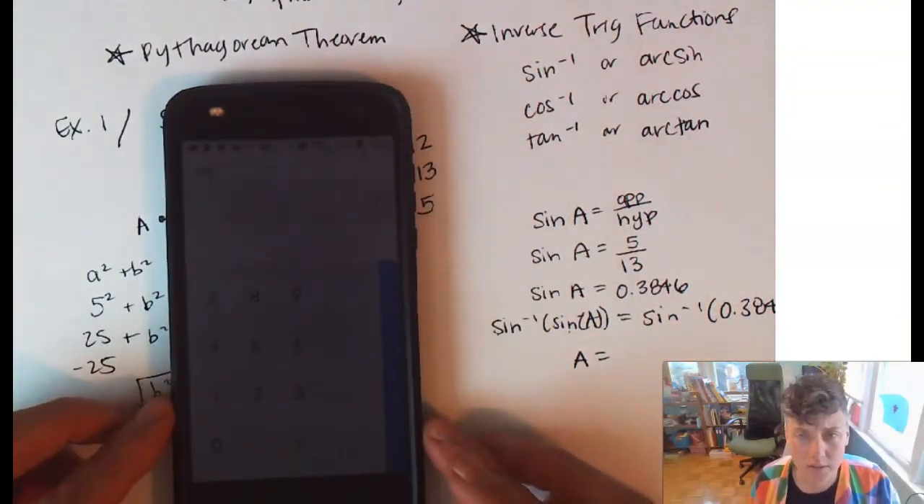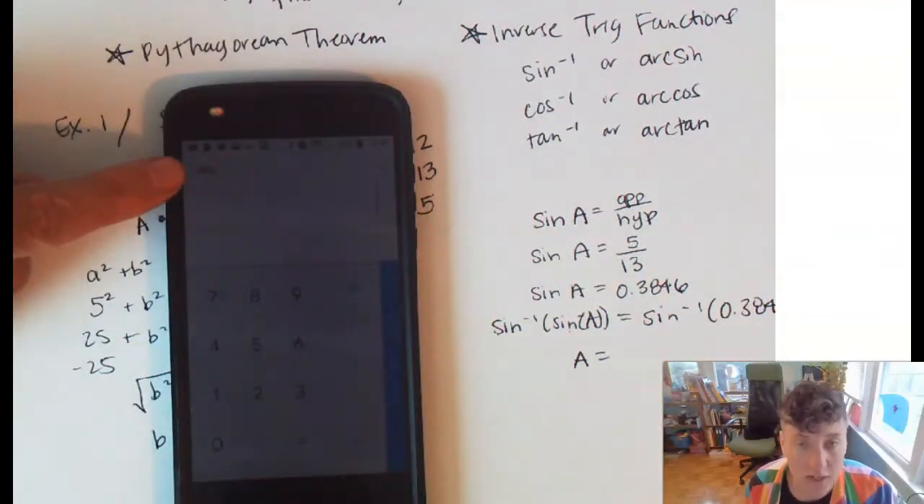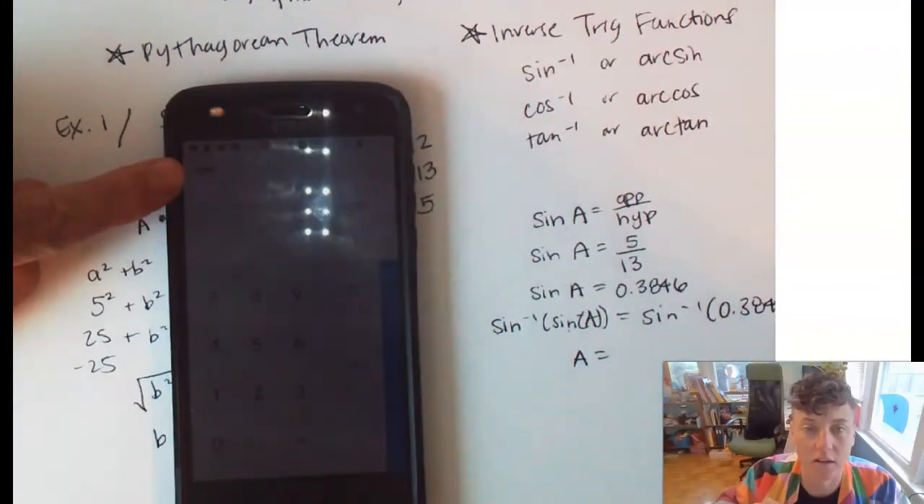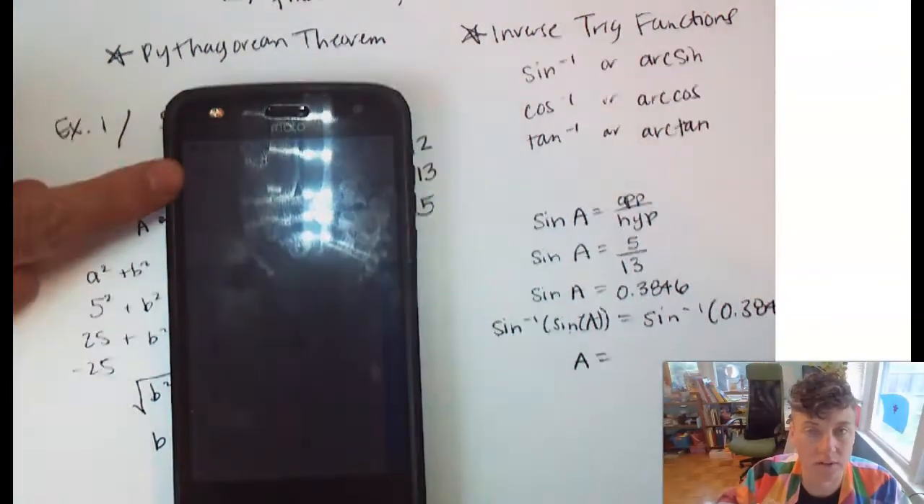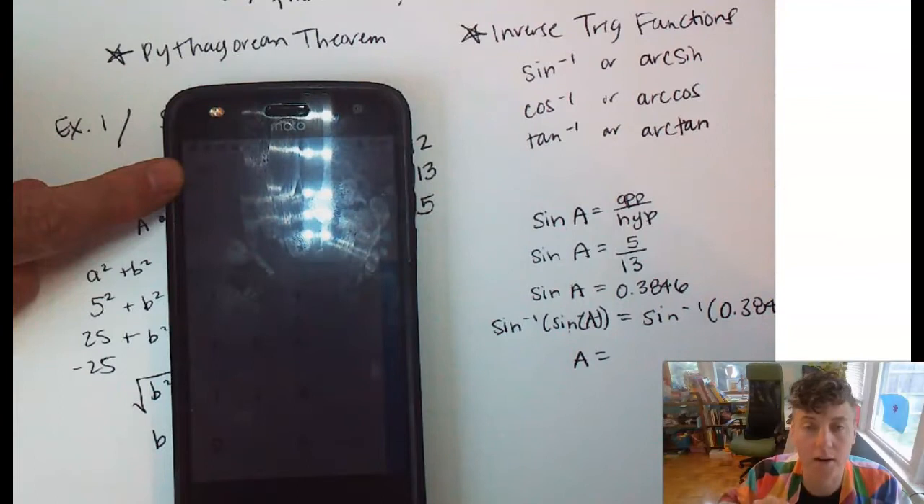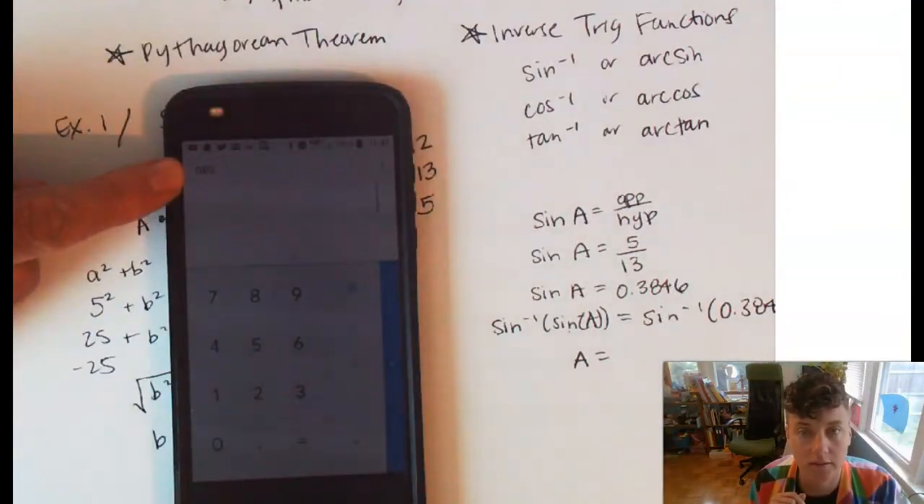Show you a couple ways to do this. You're going to make sure we're in degrees. Right? Turn my light on. Oh, no, that's a terrible idea. Terrible, terrible, terrible idea. Sorry about that.